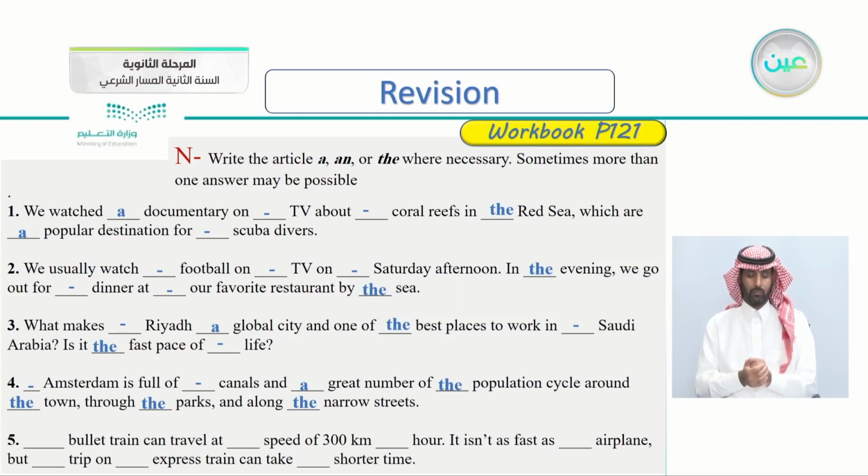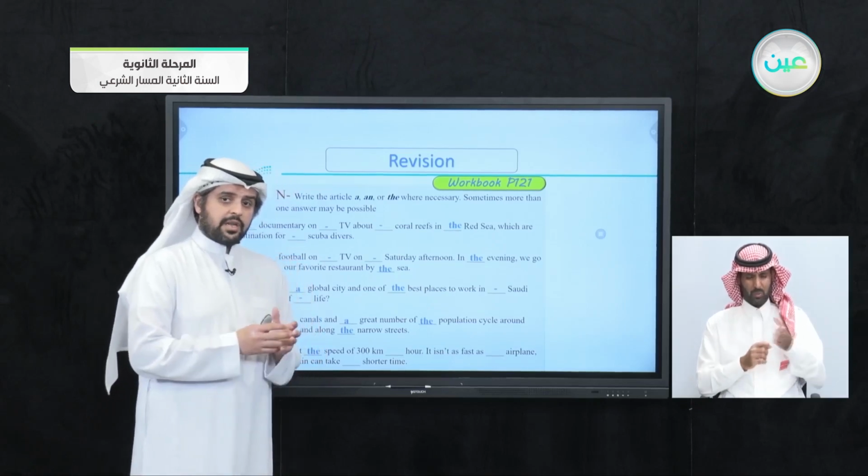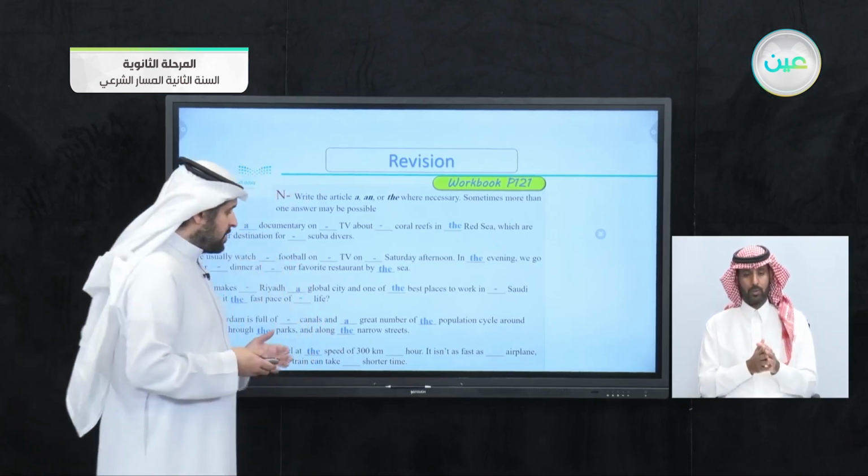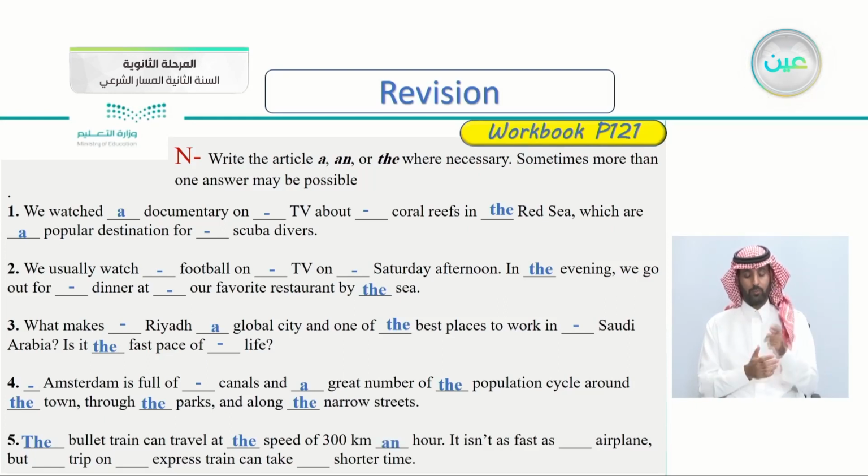Number 5, the bullet train. Yes, the bullet train can travel at, yes, at the speed of 300 kilometers an hour. So do we say 300 kilometers the hour? Yes, that's correct. 300 kilometers an hour. It isn't as fast as an airplane. Yes, it isn't as fast as the airplane, but a trip on, excellent, the express train can take a shorter time. Yes, can take a shorter time.